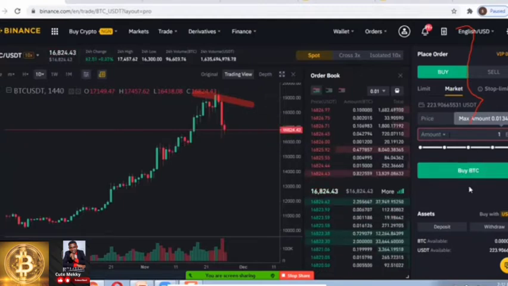Once you click buy, you've bought Bitcoin. It's as simple as that. I think I don't have any Bitcoin here. I just have some USDT, which is about 223 USDT, which is about $223. Now, that is how you buy. Once you click here, you've bought Bitcoin.